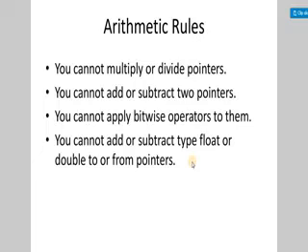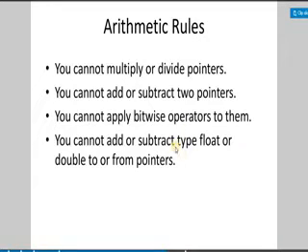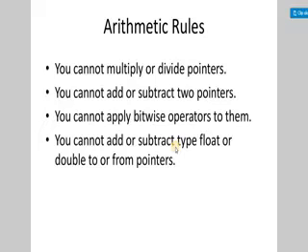If we add a float type value with that, it means we are trying to convert it into float type data, which is not possible. A pointer cannot be a float type. A pointer variable cannot store any float value. It always stores an integer value because it is an address, and an address can't be a float. That's why any float type or double type data we cannot add or subtract with pointer variables. So these are some arithmetic rules that are applicable for pointers.